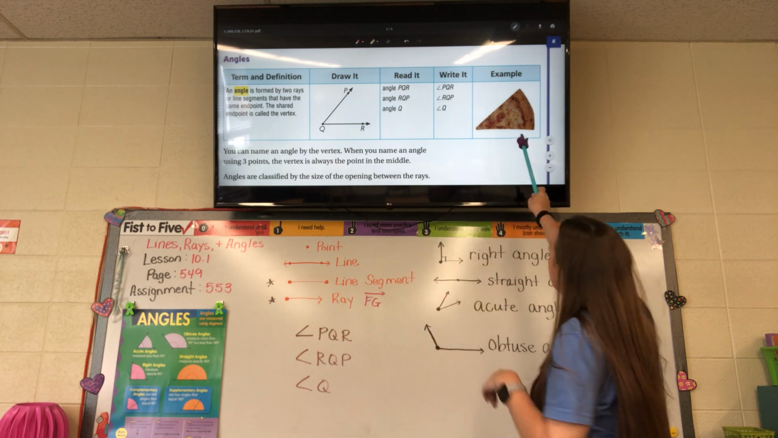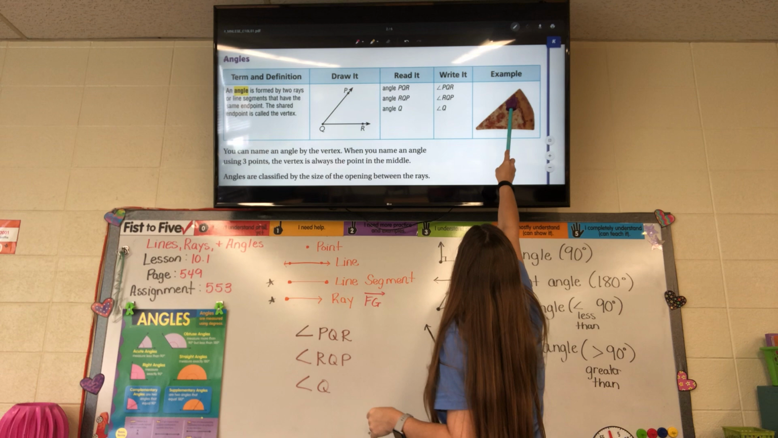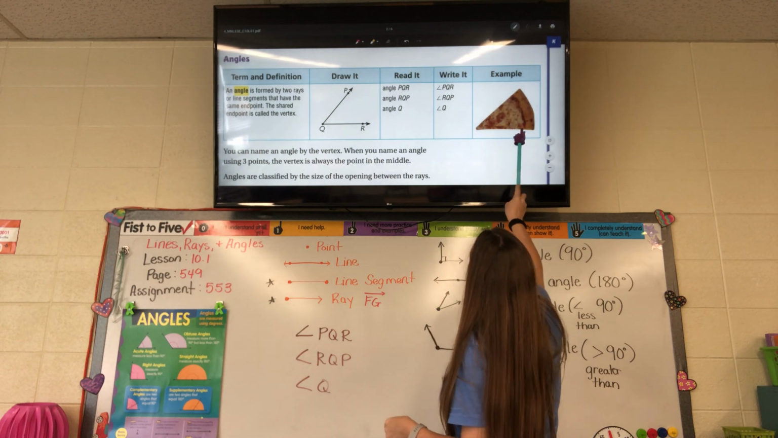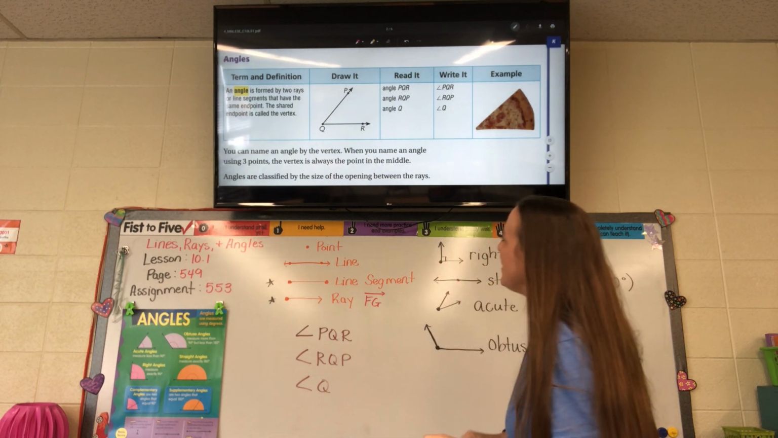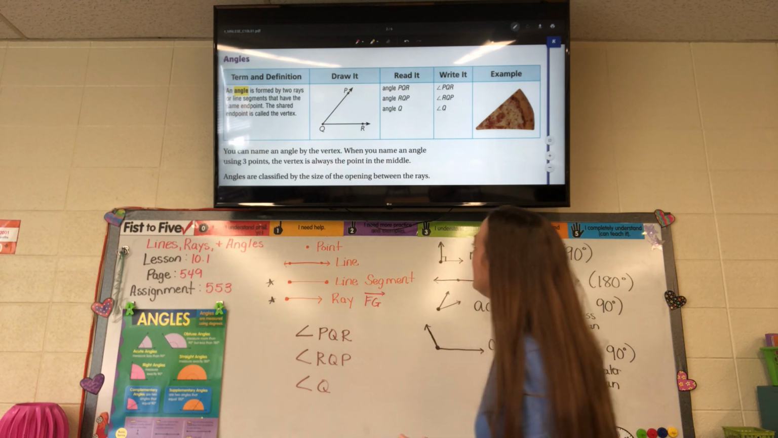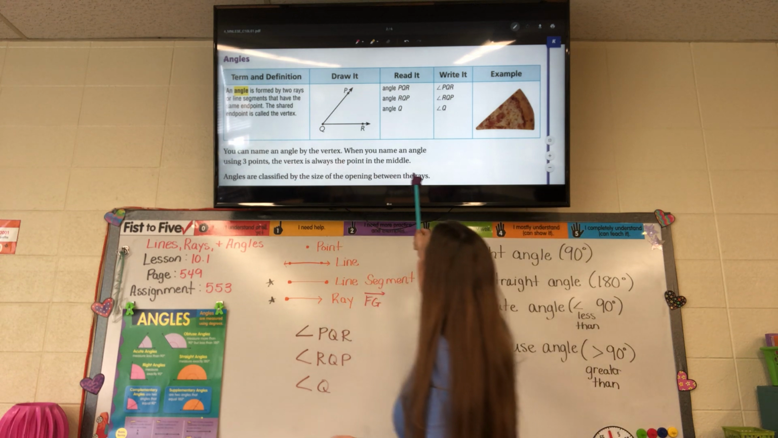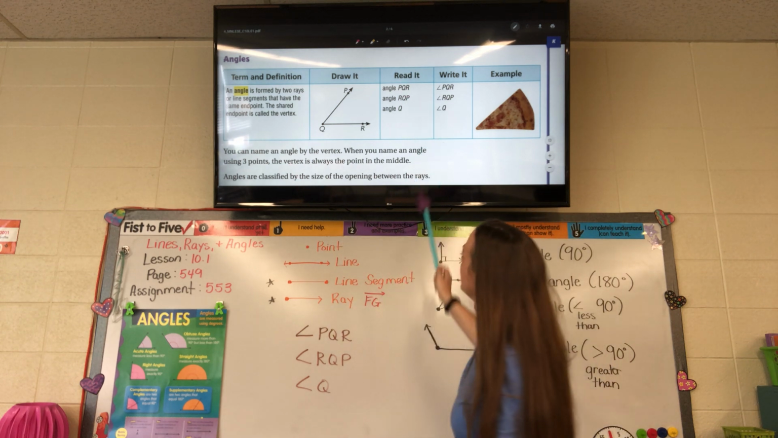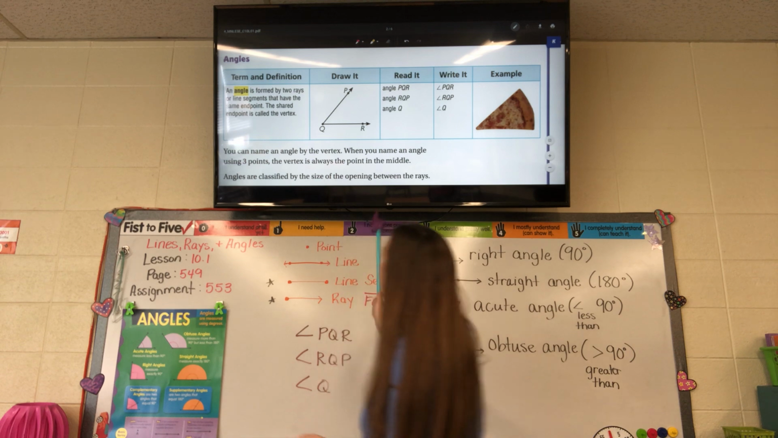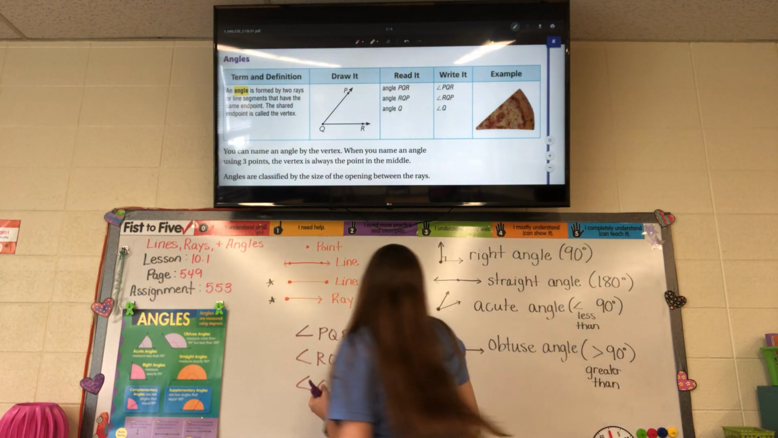An example is a piece of pizza. All right, so if you imagine a P up there, a Q here, and an R here. You can name an angle just by the vertex, which is Q. When you name an angle using 3 points, the vertex is always the middle point. Angles are classified by the size of the opening between the rays.